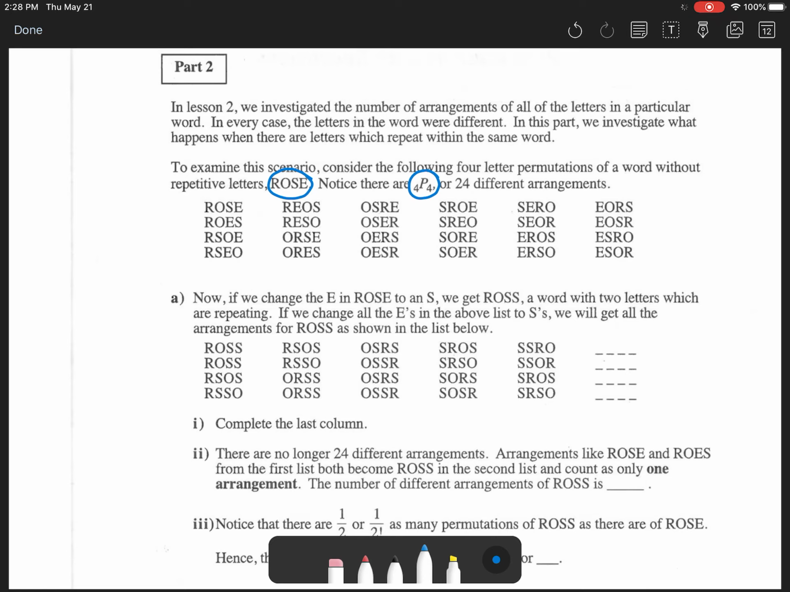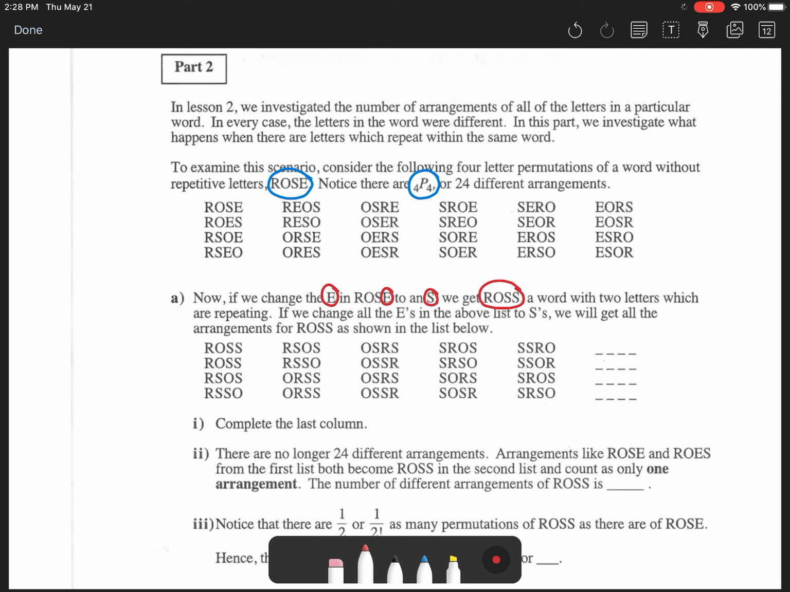So 4 items, I'm arranging all 4 where the order matters. That's 4p4, or like I said, 4 factorial. Now, moving on to part A, if we change the E in rose, so I get rid of this E, but I replace it with an S, I now have this word Ross.